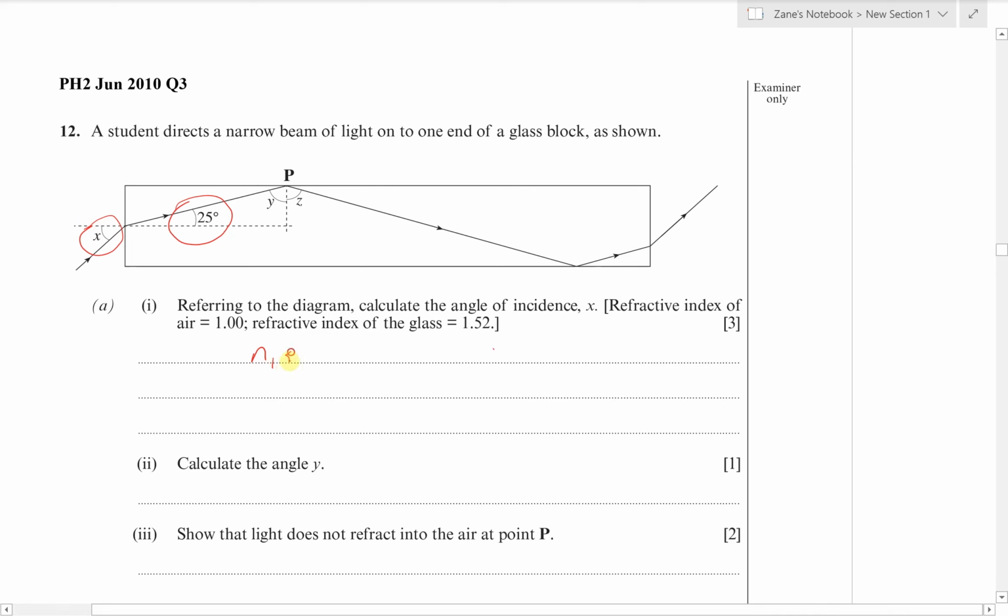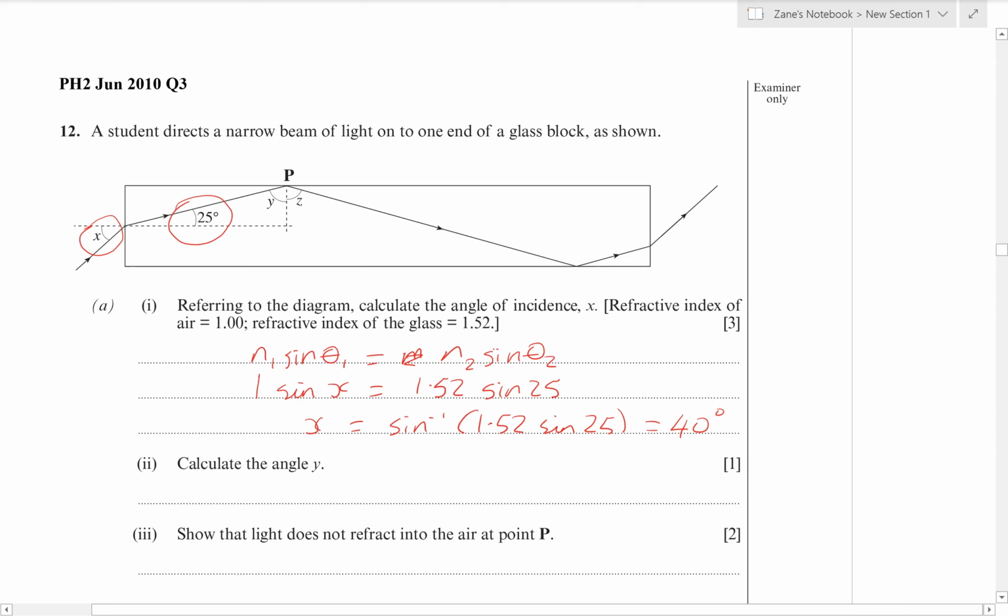So let's simply apply Snell's law. n1 sin θ1 equals n2 sin θ2. n1 is 1 and the angle in air is x. n2 is 1.52 and the angle in the glass is 25 degrees. Hence x is sin⁻¹ of 1.52 sin 25, which gives us 40 degrees.